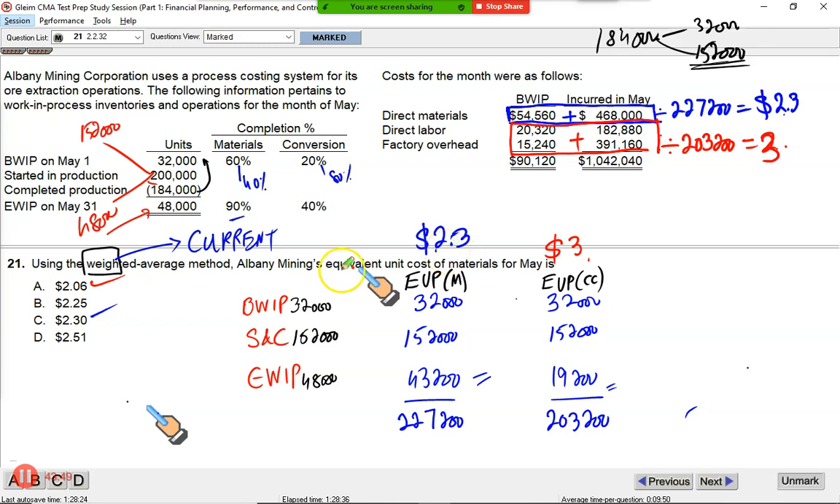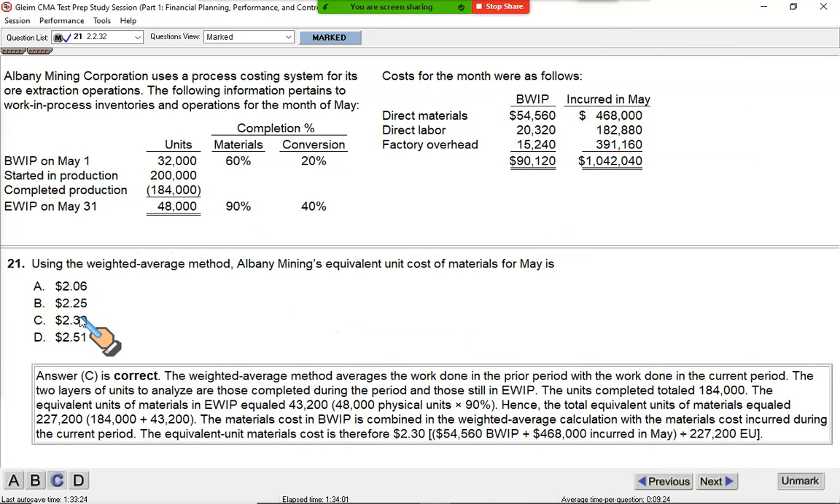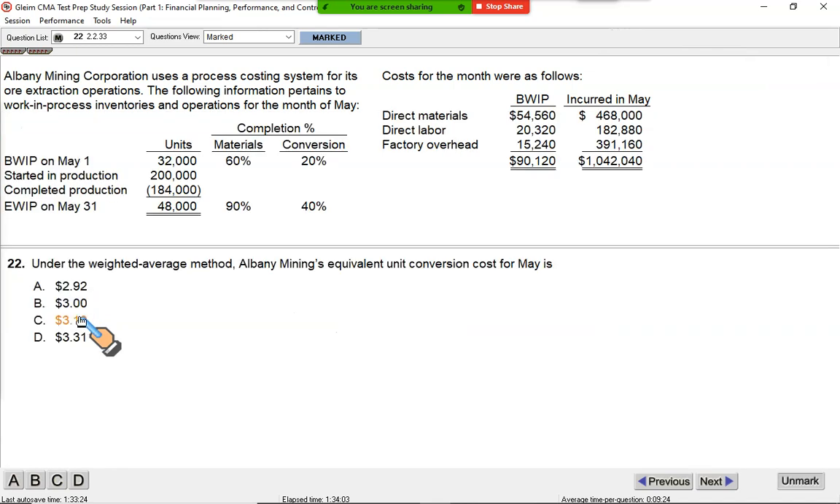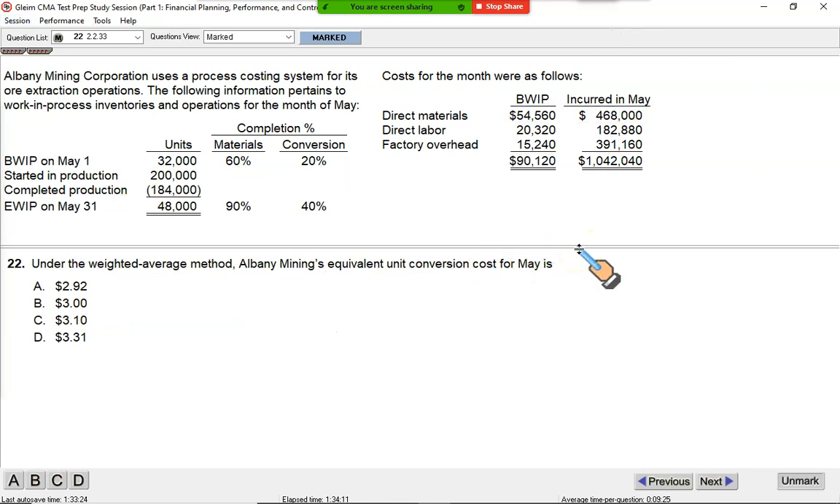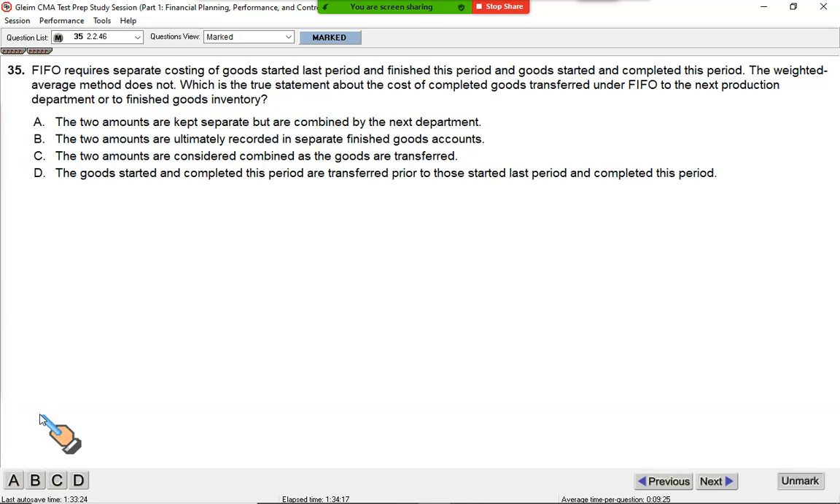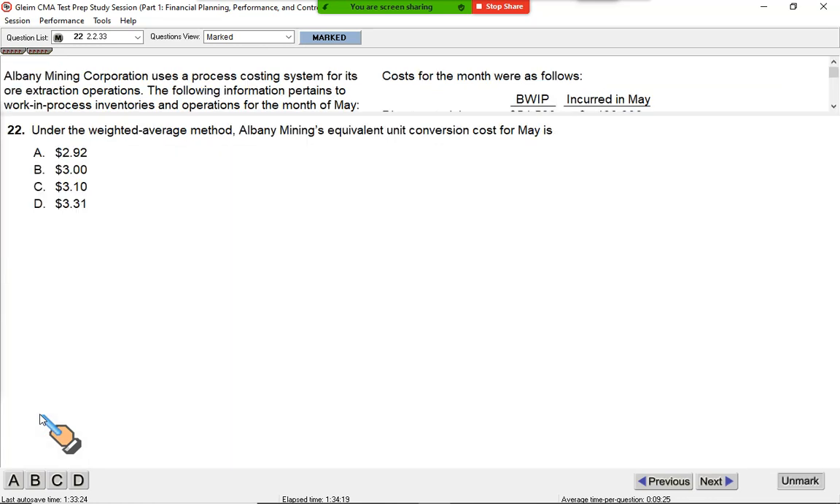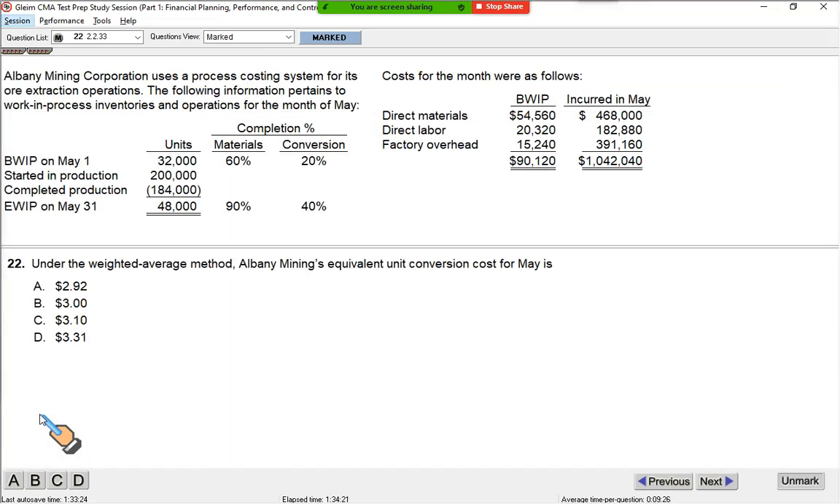We have calculated the rate. What is the equivalent unit cost of material for May? Material for May is 2.3. That is C. C goes blue. In the next question, under the weighted average method, the equivalent unit conversion cost you just calculated was a complete $3 per unit, and $3 per unit it is. Now, in the next question, did he ask for valuation? No, he didn't ask for valuation. Let us do it ourselves.